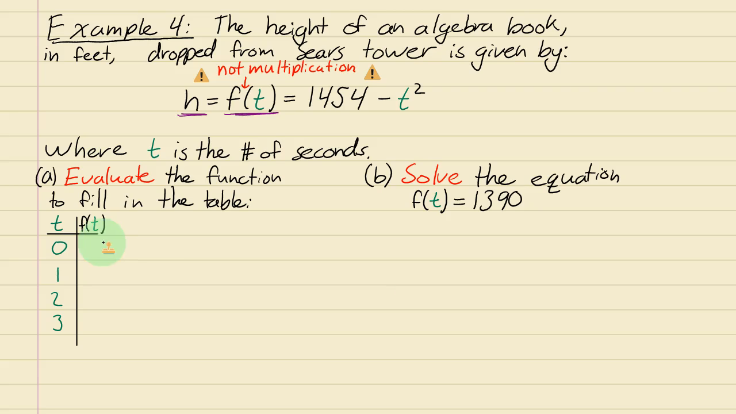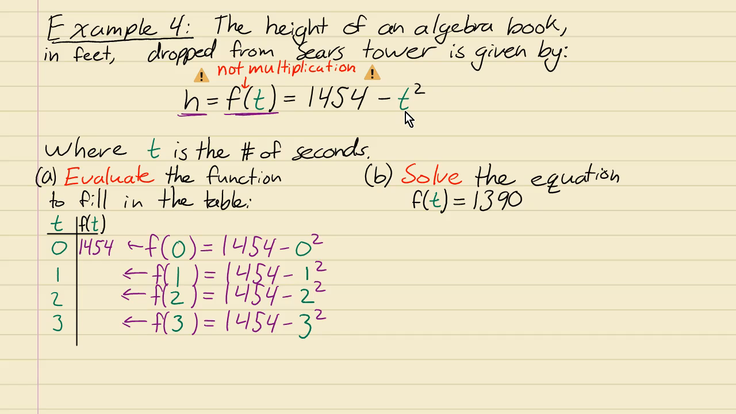To evaluate a function here means take your particular values of the input variable and just plug them in. So for example, f of 0 here is what we're going to plug in because we're using t equals 0. So f of 0 is the result of replacing the t with 0. So this should be 1454 minus 0 squared. And 0 squared is 0, so this just gives you 1454. Likewise, f of 1 is what you get when you plug in t equals 1 into the formula. And f of 2 is the result that you get when you plug 2 into the formula.